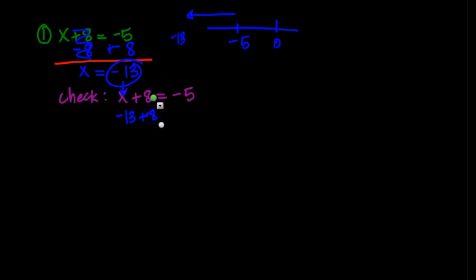I love it when that happens. Equals negative 5. So the question is, will this side end up being negative 5? And it does, because negative 13 and a positive 8 is a negative 5. When my signs are opposite, I subtract them and take the sign of the larger number.